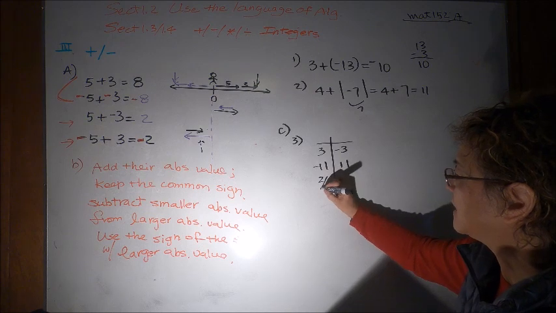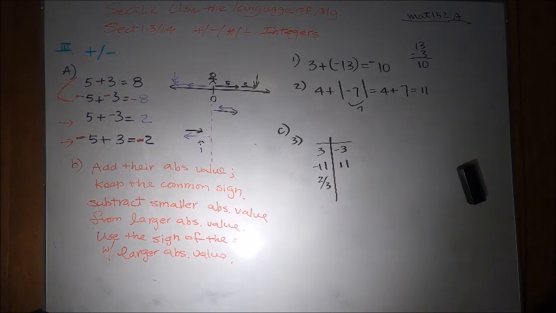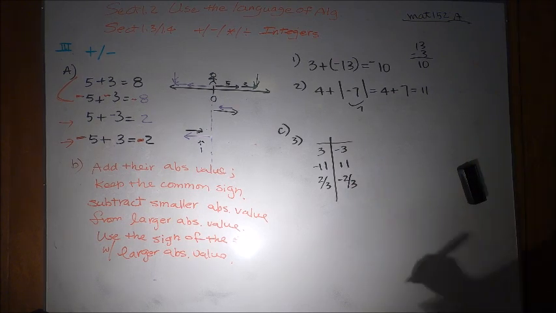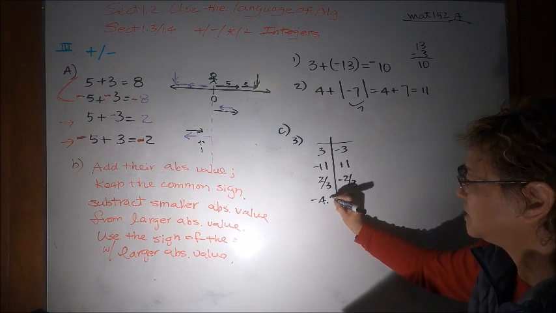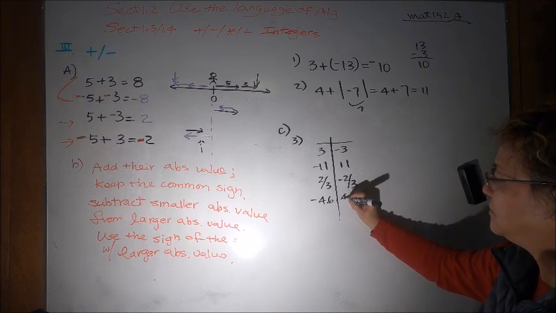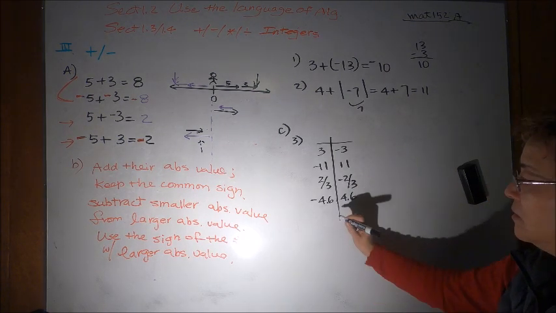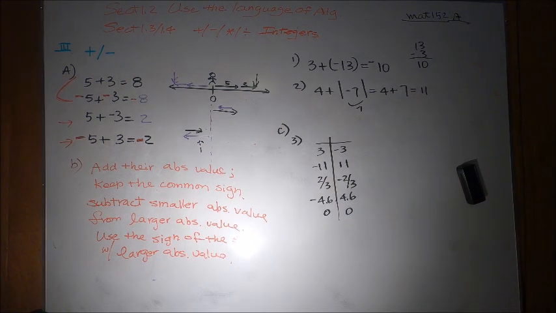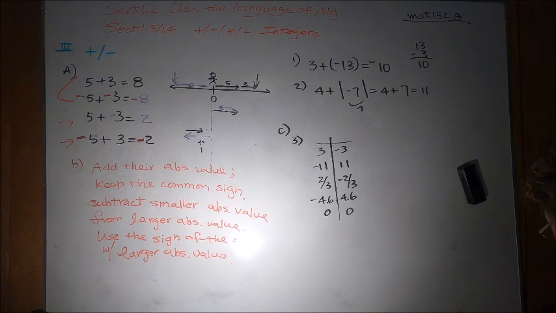Same thing for the fraction. What's the opposite of 2/3? That will be negative of it. Same thing for the decimal. What do you think the opposite of negative 4.6 is? That will be 4.6. What do you think the opposite of 0 is? That would be 0. The characteristic of the opposite means they go to different sides, right?